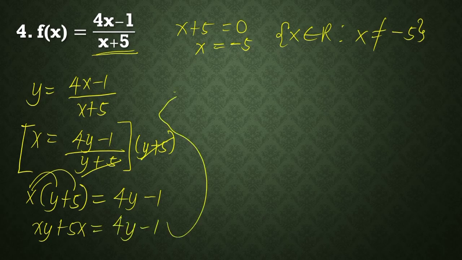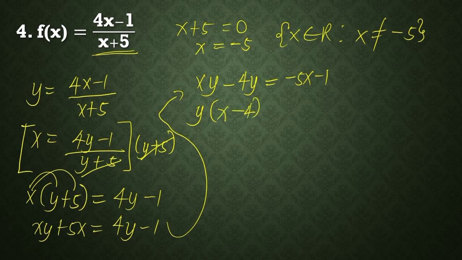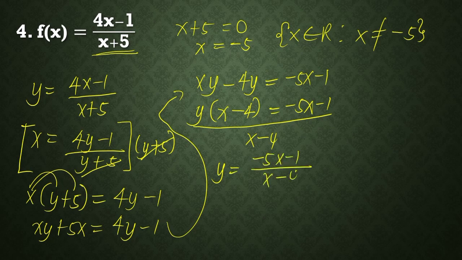Then, rewriting, magiging xy minus 4y is equal to negative 5x minus 1. Okay, and then, yung common factor ng xy tsaka negative 4y is y. So, that is y times the quantity x minus 4 is equal to negative 5x minus 1. Then, we divide the whole equation by x minus 4. So, y is equal to negative 5x minus 1 all over x minus 4.